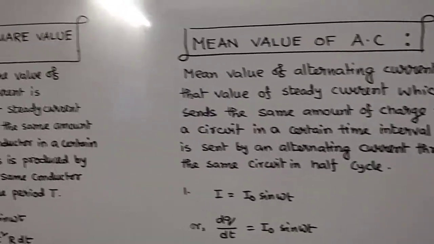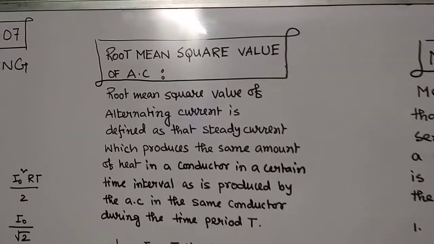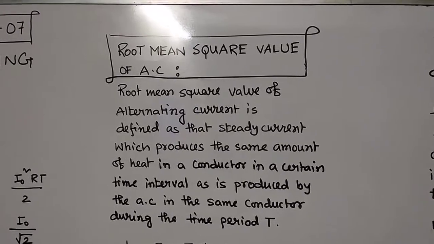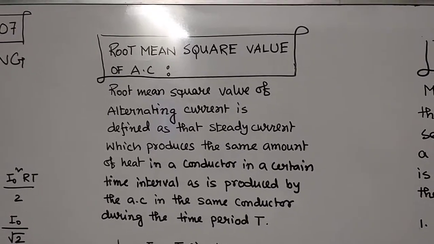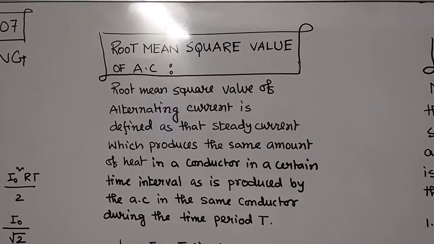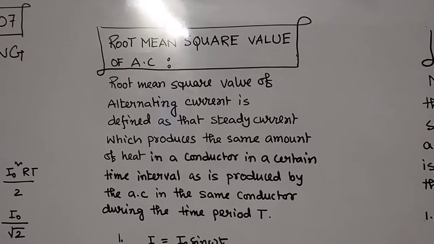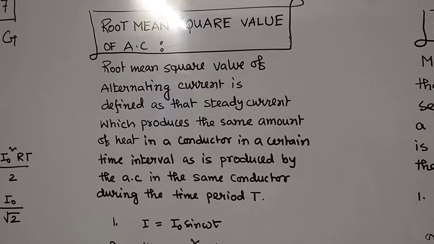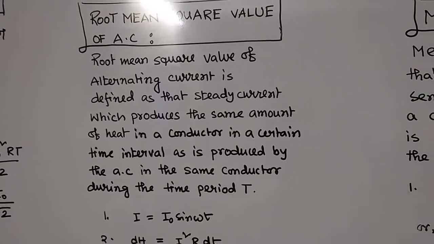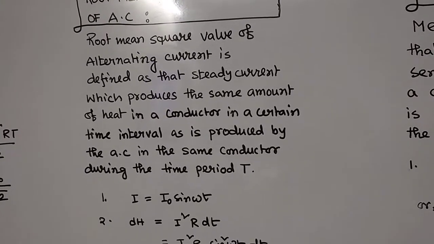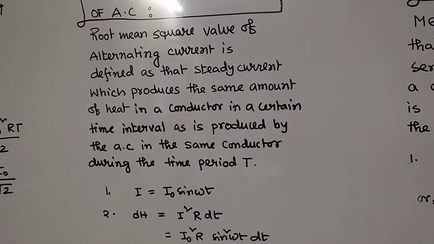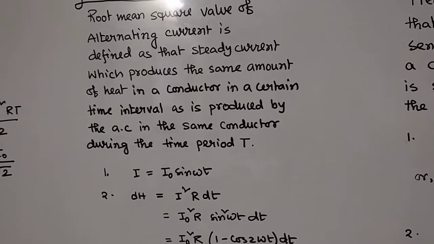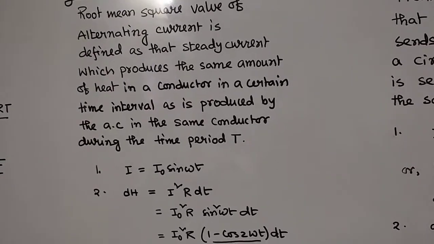Now next we are trying to define the next topic, that's very important, root mean square value of AC. RMS value is also used to say, R for root, M for mean, and S for square. RMS value of AC. So let me read out. Root mean square value of alternating current is defined as that steady current which produces the same amount of heat in a conductor in a certain time interval as is produced by AC in the same conductor during the time period capital T or full cycle.